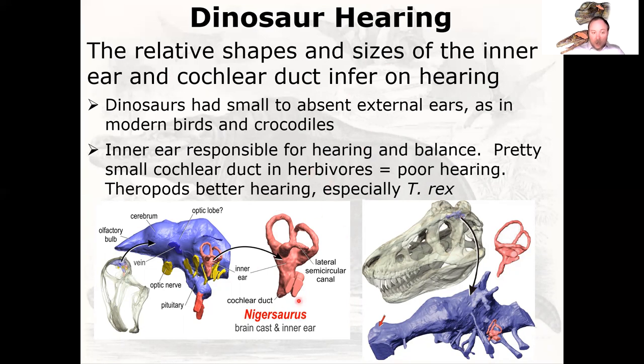And what we see is that in the herbivores, the cochlear duct here is really short. And so they probably weren't great at hearing, probably only low frequency, like bass, deep sounds. Whereas in T-Rex, again, a very long cochlear duct. And so they probably had much better hearing, especially T-Rex. And so the carnivores were probably more attuned with their hearing, more attuned with their sight, which again is a pattern that we see in modern carnivores as well.